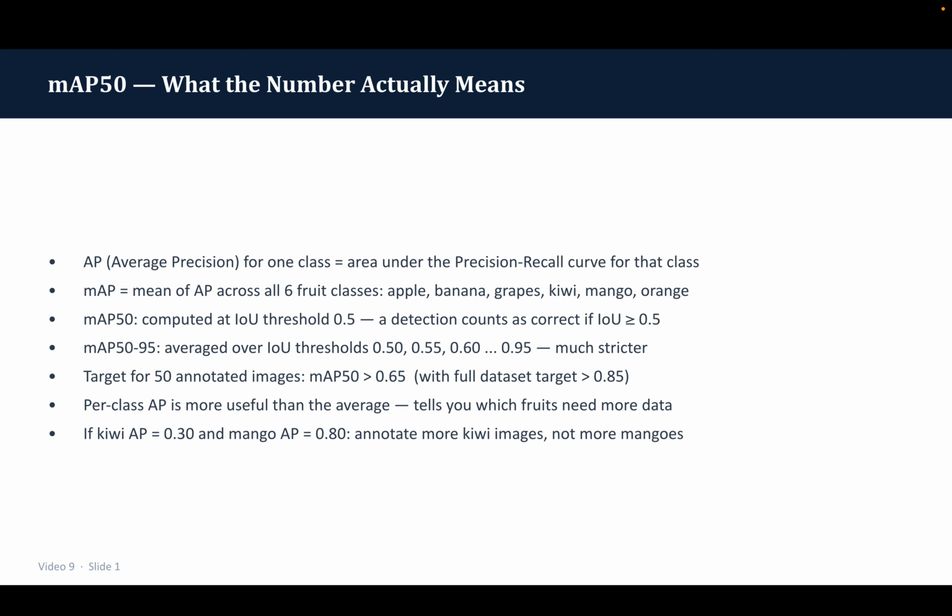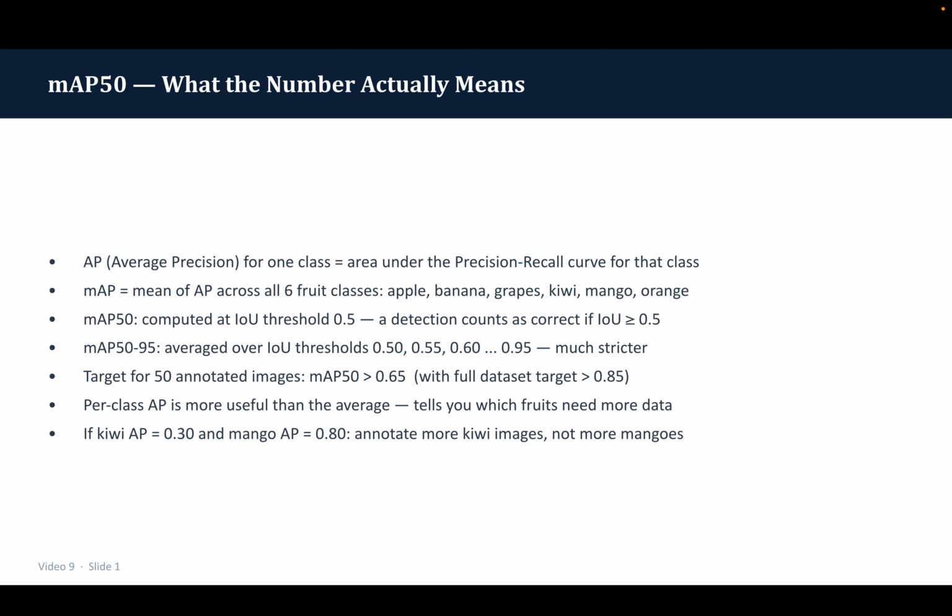So we need to target 65 for 50 annotated images, and greater than 85 with full data sets. So what this means is that for the 50 images, let's say we annotated those 50 images, we should target an mAP50 of more than 65%. And for the full data set, we need to target an mAP50 of more than 85%.